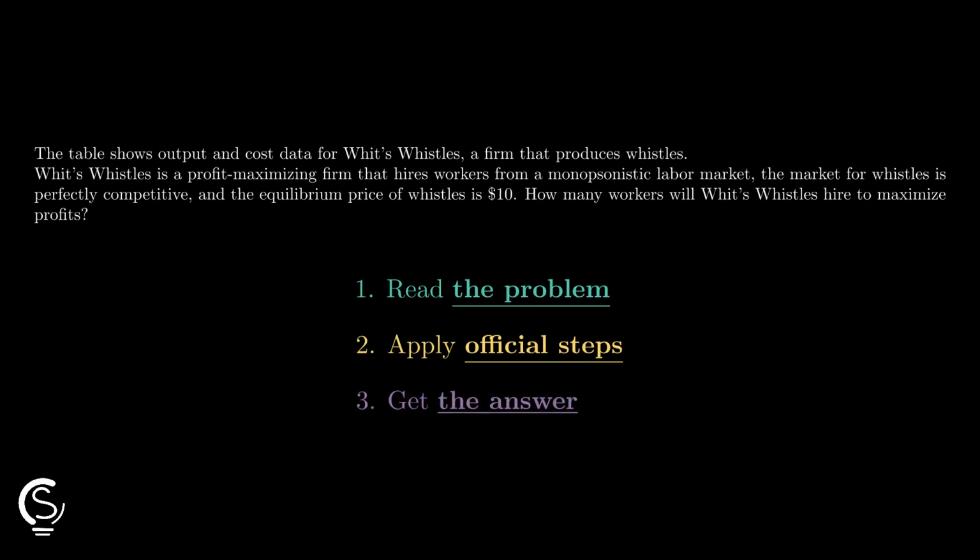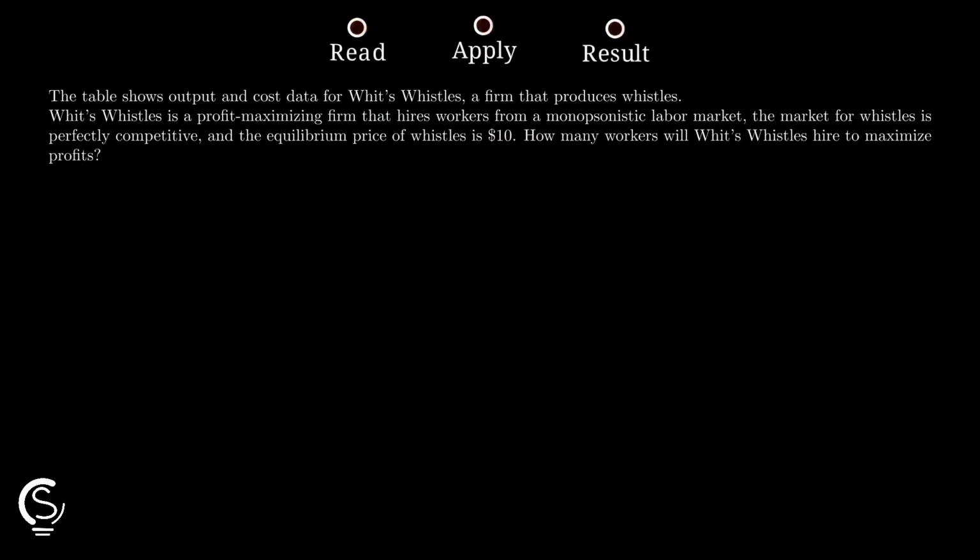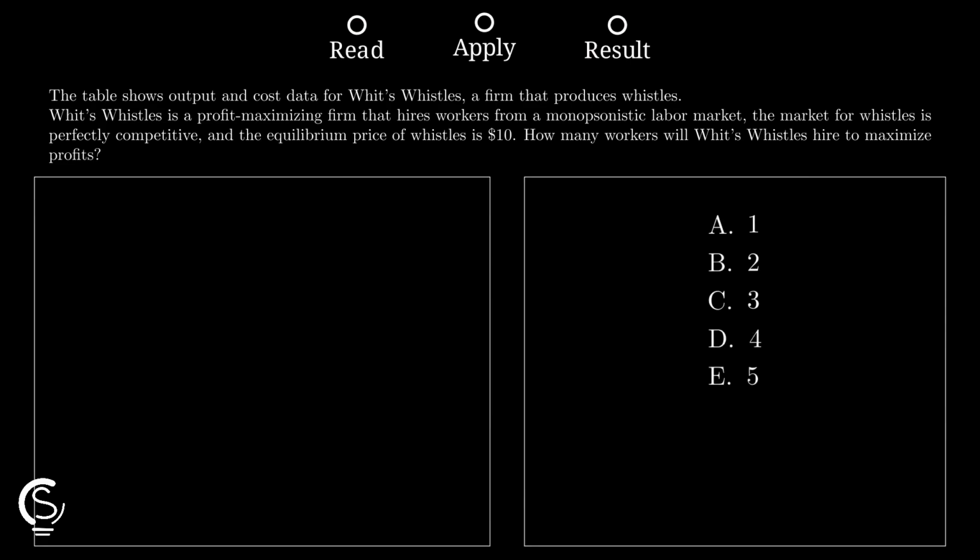Profit maximization in a monopsony labor market is tricky, but we can solve this quickly using the marginal revenue product and marginal factor cost. First, we must identify that a profit-maximizing firm hires workers where the marginal revenue product equals the marginal factor cost. Let's calculate the change in total cost for each worker.